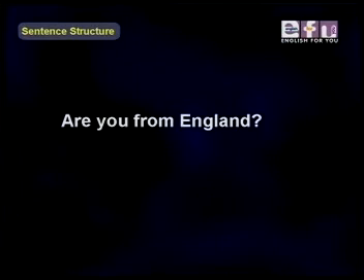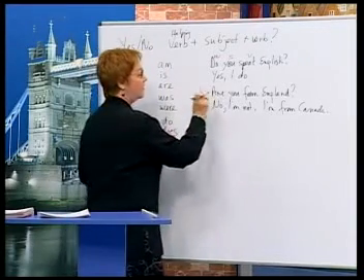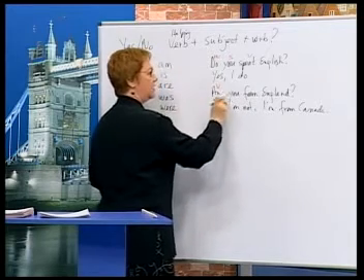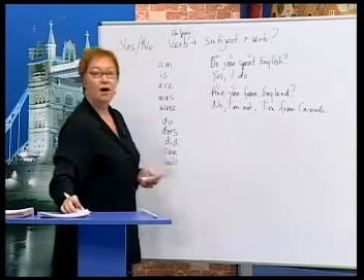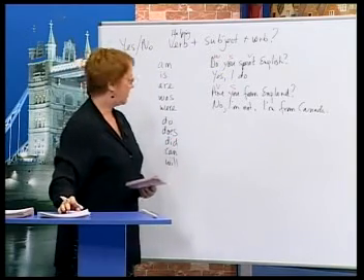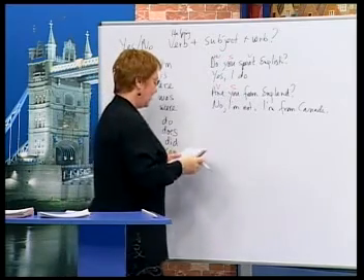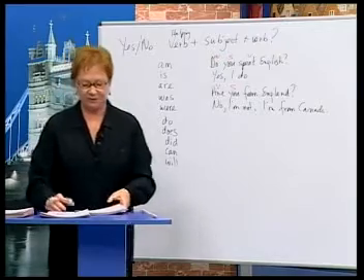Are you from England? No, I'm not. I'm from Canada. So again, we have the verb only and the subject, because this is a be verb only here. Okay? Are you from England? No, I'm not. I'm from Canada. Okay. Now, let's look at some questions beginning with these verbs.